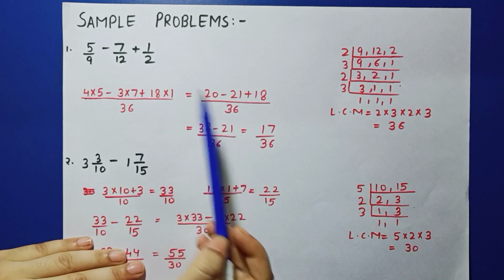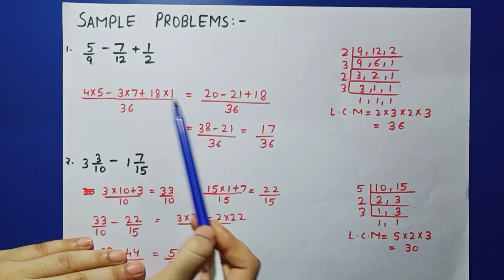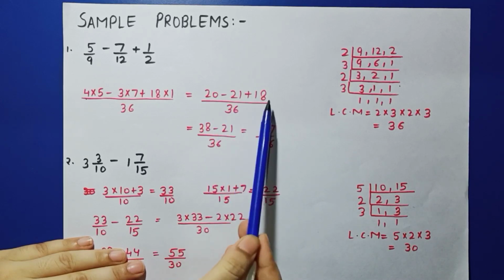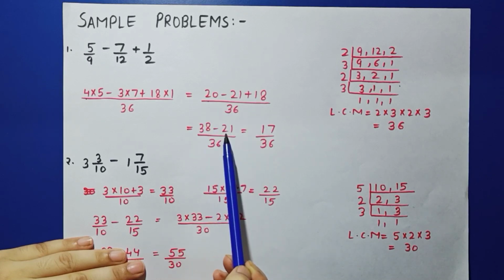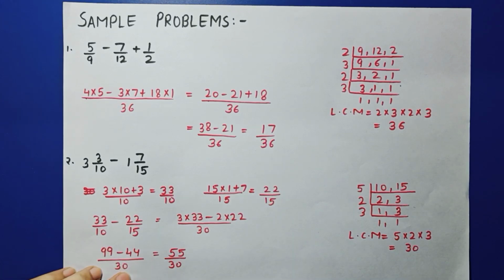36 divided by 2 is 18. 18 into 1. So 5 4s are 20, 7 3s are 21 plus 18. 20 minus 21 plus 18. That is, first we'll add these two with same sign. So it would be 38 minus 21. That is, the answer is 17 upon 36.